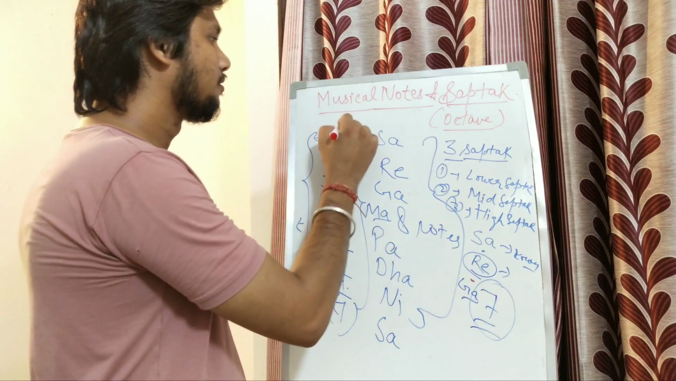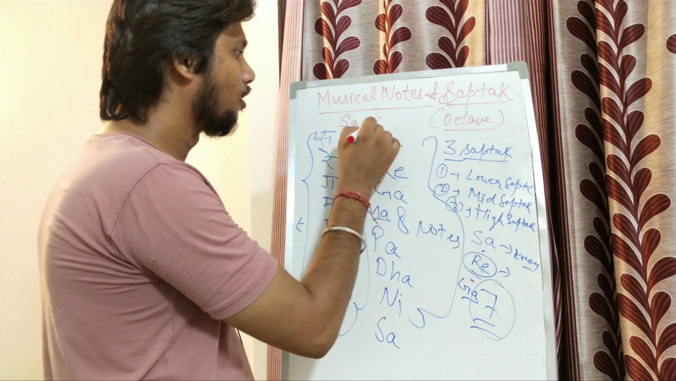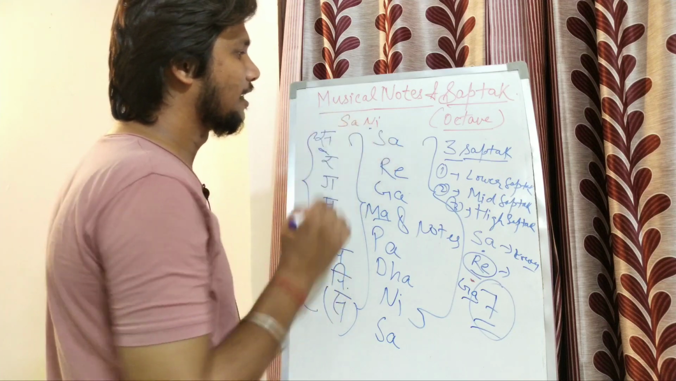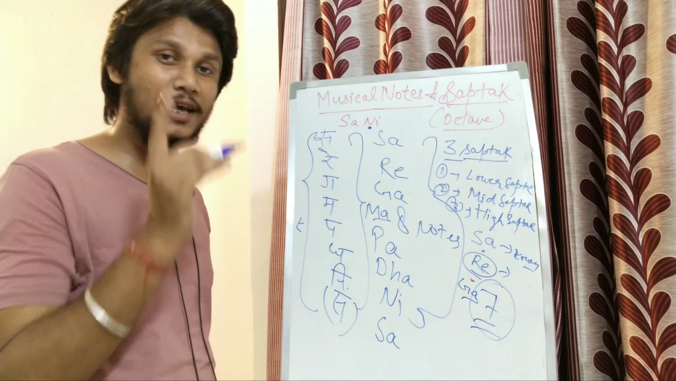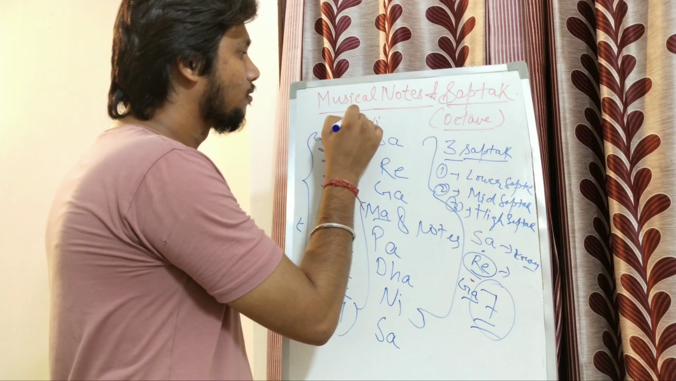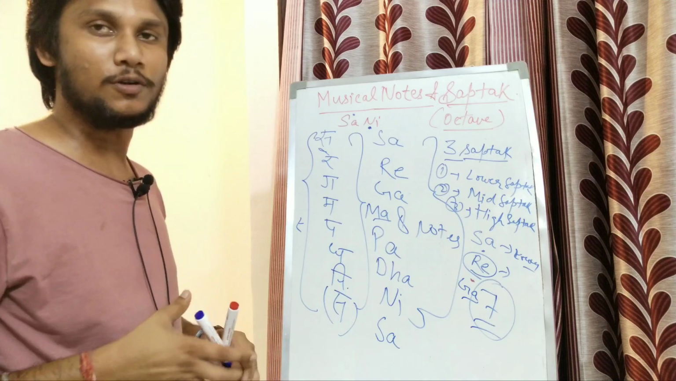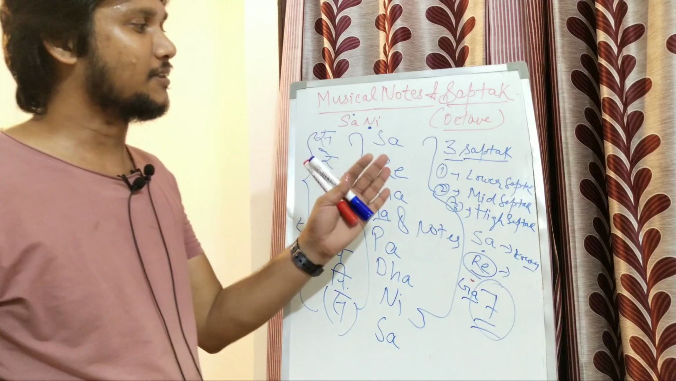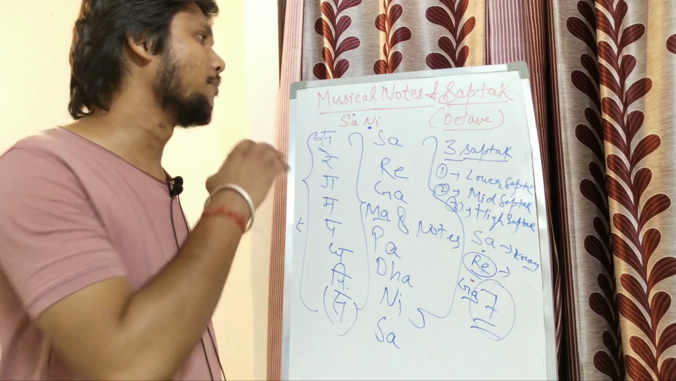If we write sa, ni of lower octave, we will put a dot towards the down. And if we write a higher octave, that is tar saptak, we put the dot just on the upper side of the note like this, sa. So now I have told you about the saptak topic. It's clear, I think. Now I will talk about the musical notes.